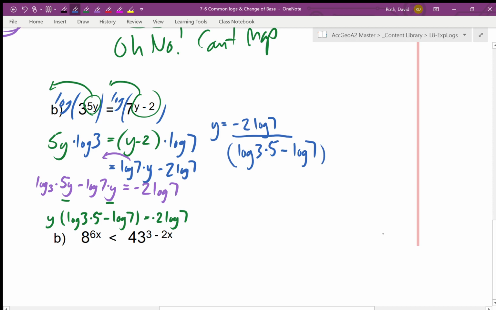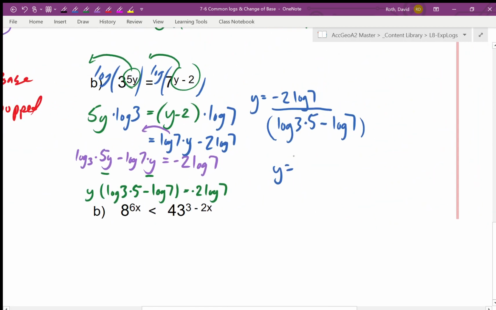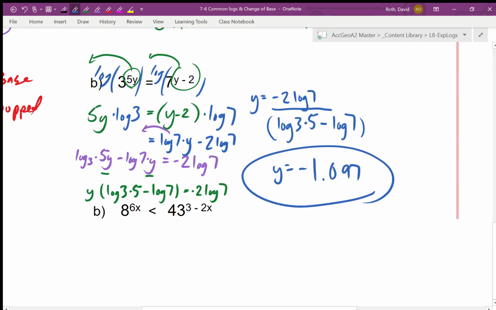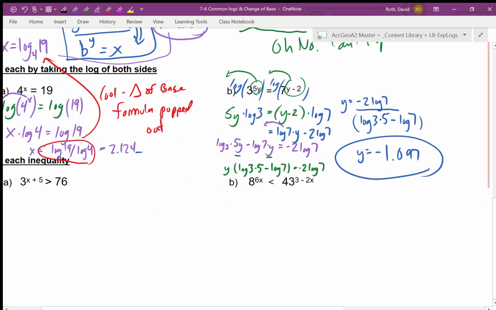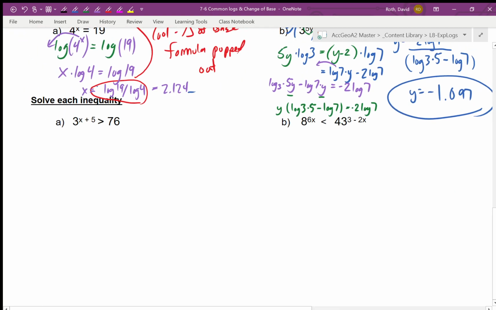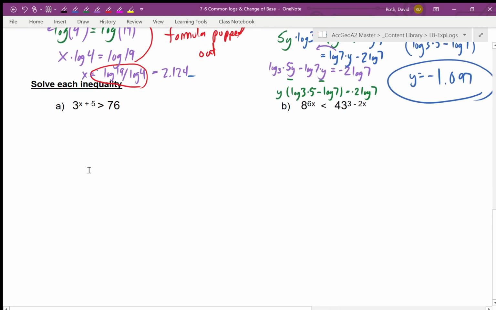Okay, well, it's something I can type in my calculator as long as you're careful with PEMDAS and all the typing process. And then y should be equal to negative 1.097. Negative 1.097. Try it for yourself. Don't just rely on me. Okay, almost done. Nice.